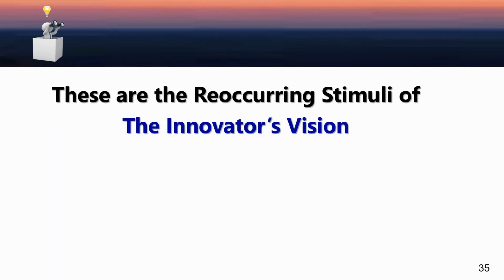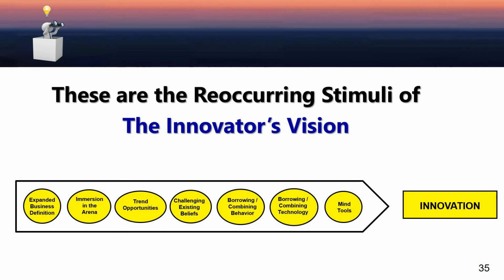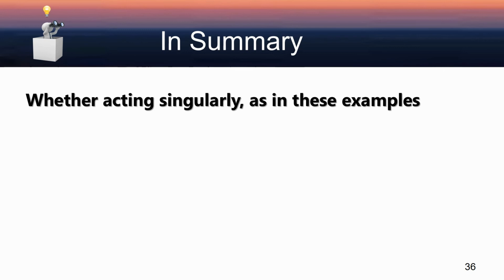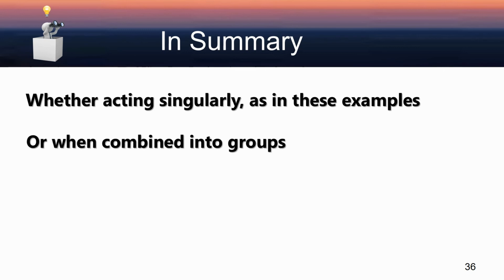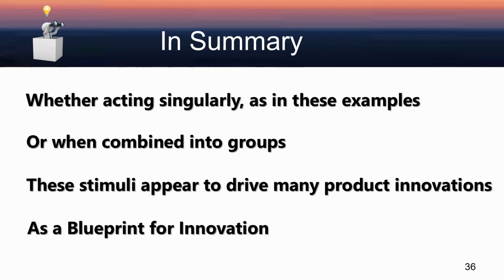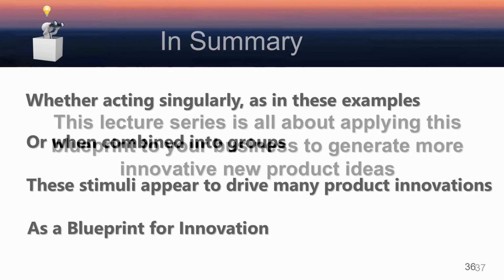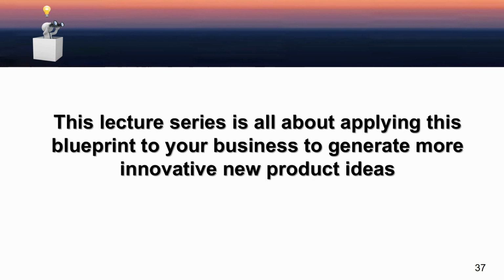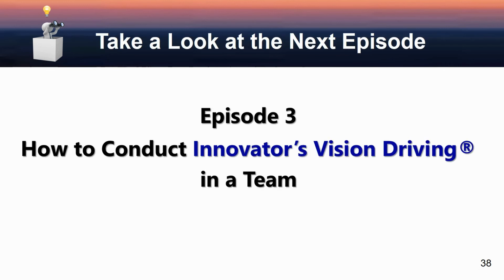These are the reoccurring stimuli of the innovator's vision. In summary, whether acting singularly, as in these examples, or when combined into groups, these stimuli appear to drive many product innovations as a blueprint for innovation. This lecture series is all about applying this blueprint to your business to generate more innovative new product ideas. So take a look at episode 3, where I will show you how to conduct the innovator's vision driving in your team.